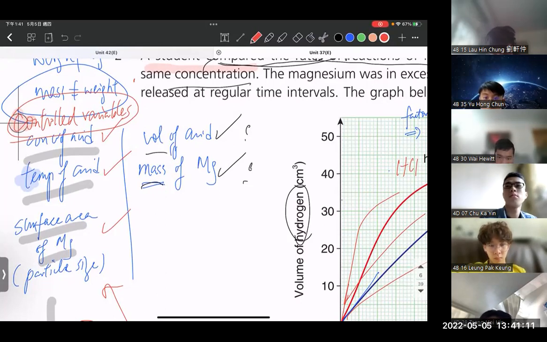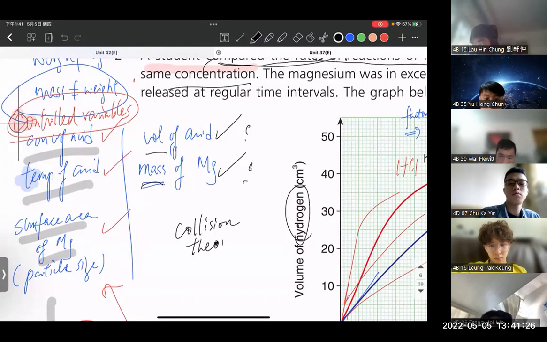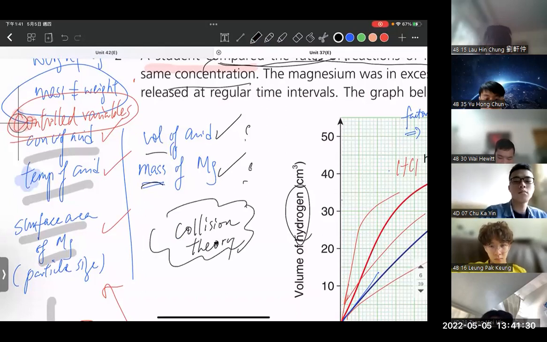So we will have a coverage of it in the next lesson. Why? The reason behind this is backed up by the theory. We call that collision theory. If you are interested in it, for the time being, you may type the words collision theory on the web and try to understand it by yourself first before we come back.